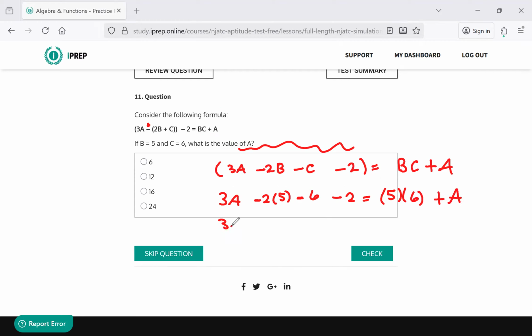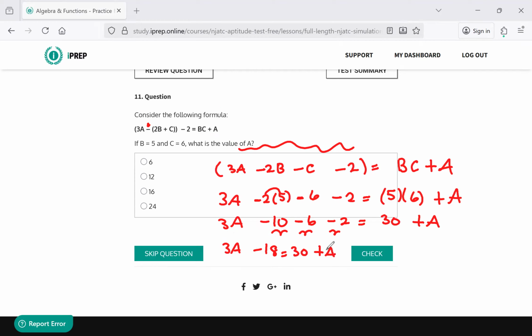So clean this up a bit. 3a, negative 2 times 5 is negative 10, minus 6, minus 2, 5 times 6 is 30, plus a. So this is all without a calculator because you can't use a calculator on the exam. Clean it up. So 3a, and then I'm going to clean up this. So what's negative 10 and a negative 6 and a negative 2? So negative 10 minus 6 is negative 16, minus 2, so that's negative 18, right? And then you have 30 plus a.